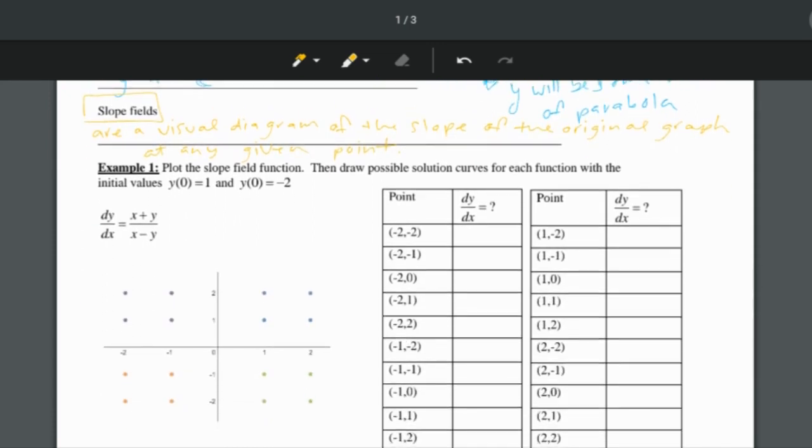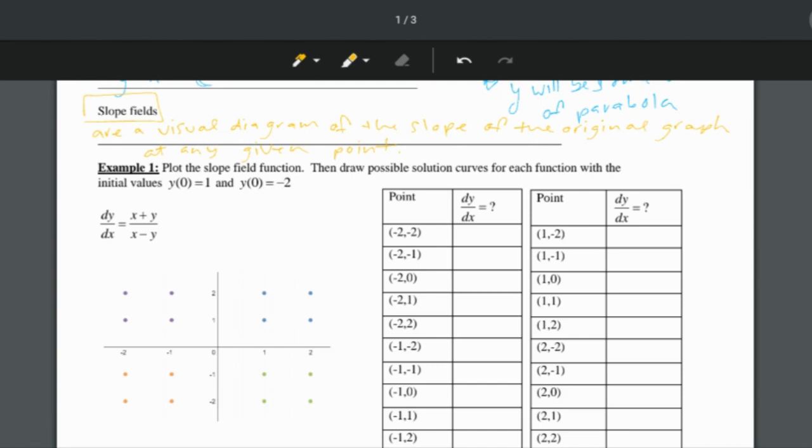All right. So let's do an example. In example 1, it says plot the slope field. So we're literally just going to be drawing mini tangent lines. If you look, there isn't an original graph for us to just follow. It's not as easy as the first one. We have to figure out the slopes at all the points that are present, and then we're going to draw a mini tangent line that has that slope.